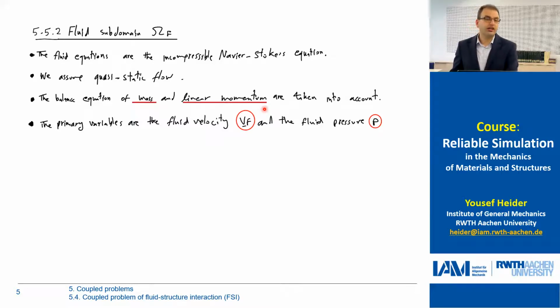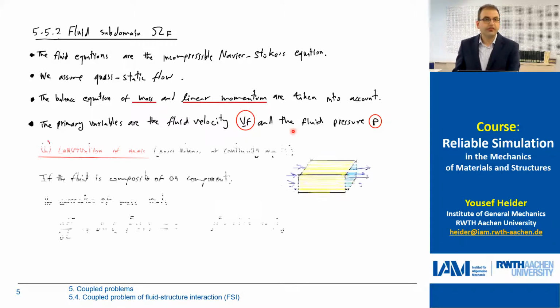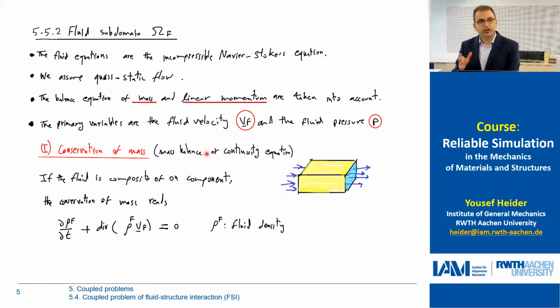In this case, the primary variables are the fluid velocity and the fluid pressure. So we have two primary variables, which shows us directly that we have a coupled problem, because in this case we would need more than one equation. If we now talk a little bit about the equations in more detail, we have the conservation of mass, or it's called mass balance, or some people call this also the continuity equation.